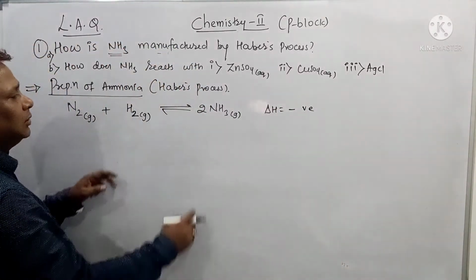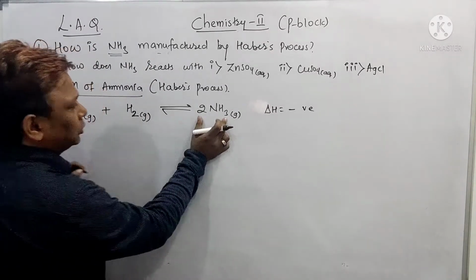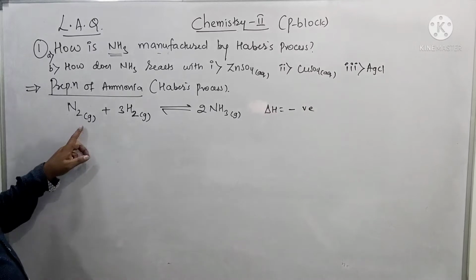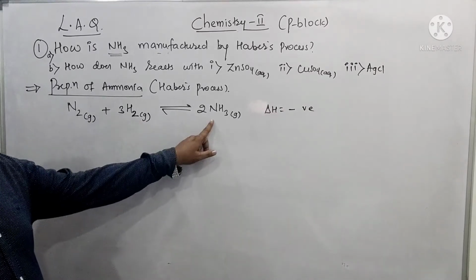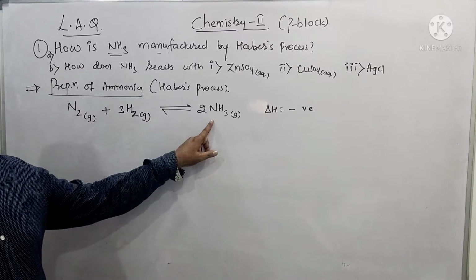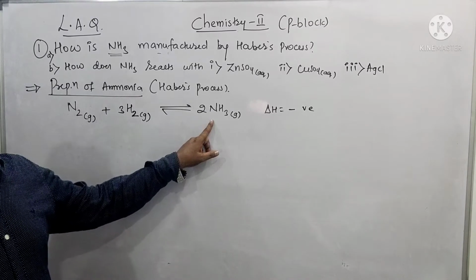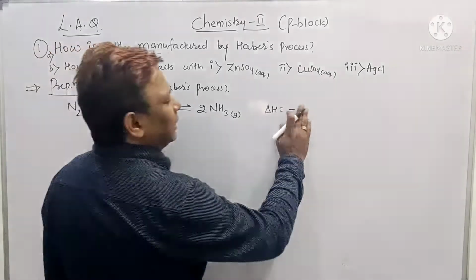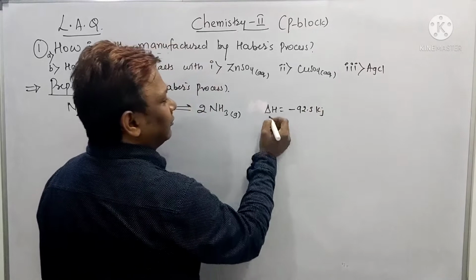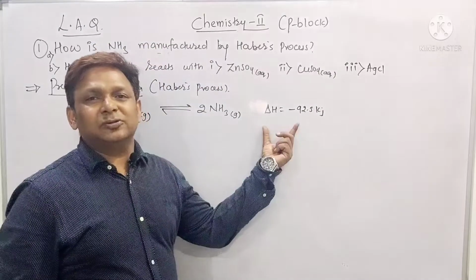Now one more point I will tell you. We have to balance it. 3 into 2, 6 hydrogens are there, so give the 6. Here 1 mole of nitrogen is N2, and here also we are having N2. That is the 1 mole of nitrogen. The amount of heat energy liberated is given in your book, maybe a value like minus 92.3 kJ. The value will be there. So the reaction is exothermic.